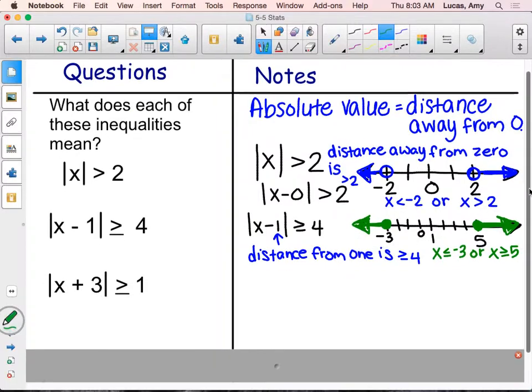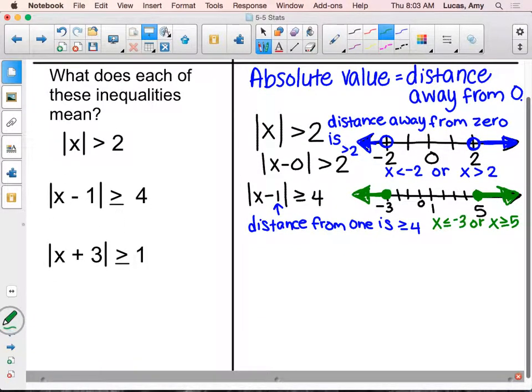Okay, one more of these, explaining the meaning. Absolute value of x plus 3 is greater than or equal to 1. I'm going to rewrite as x minus negative 3, because remember that when you're taking the distance between two numbers, that means that you subtract them to find the distance that they are apart. So, for example, the number 4 and the number 7, 7 minus 4 is 3, or even 4 minus 7 is negative 3. Both of those absolute values are 3. So the distance between them is 3. Distance is always positive. That's why we have absolute value bars.